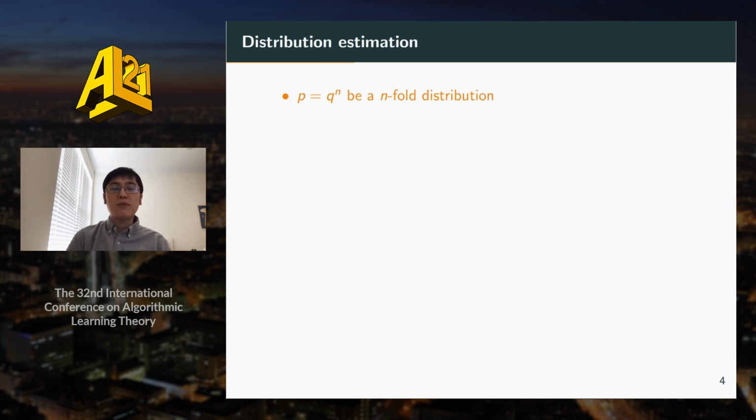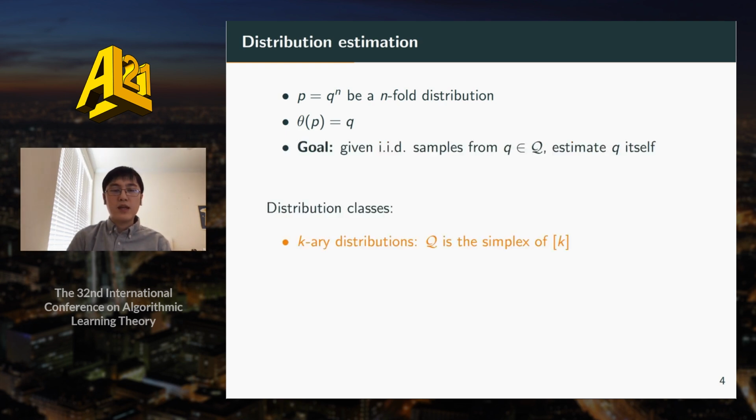There are two sub-problems of statistical inference, where the first problem is distribution estimation. Here, we let P equal Q^n be an n-fold distribution, which means that each fold is independent. And for the parameter theta(P), we just require it to be Q. Here, the objective is changed to the following. Given IID samples from Q in the class script-Q, we want to estimate Q itself.